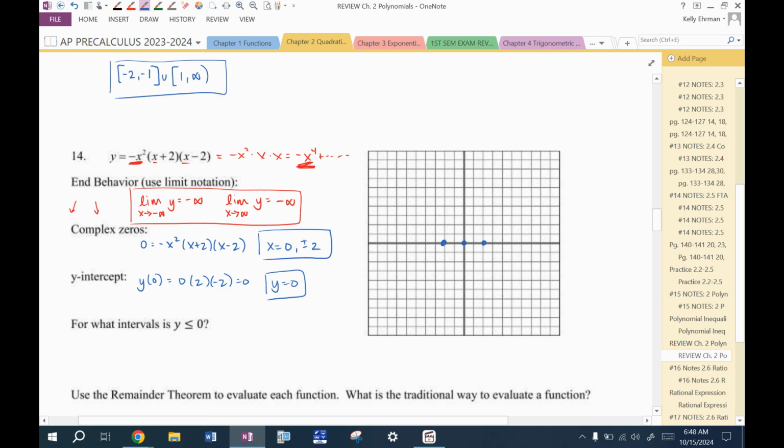And we need to graph to be able to answer this question. For what intervals is y less than or equal to 0, which will mean under the x-axis or negative. All right, so the end behavior is down.